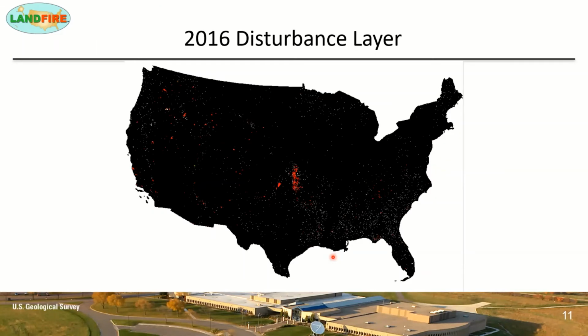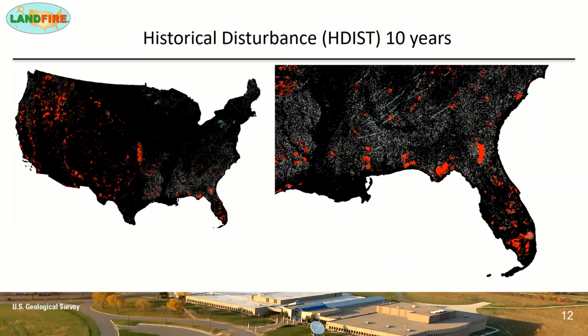So here's an example of the 2016 disturbance layer. We always get a nice little signal of fire from the Flint Hills. But you can see all this white area where we're detecting change, but we don't necessarily know exactly what it is in some of those areas. And so when you look at the last 10 years mushed together in our HDIST layer, you can see really clear patterns of fire in the west, that Flint Hills area.